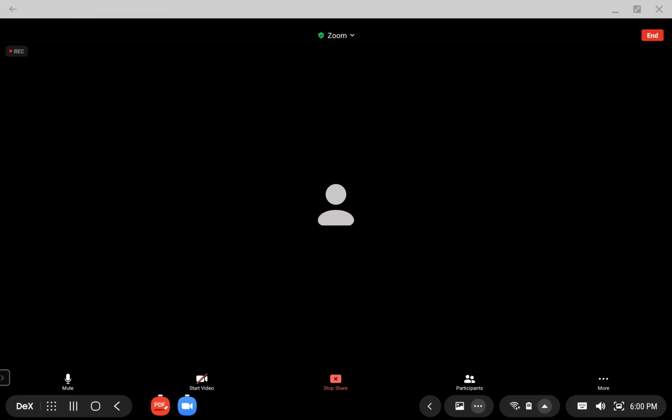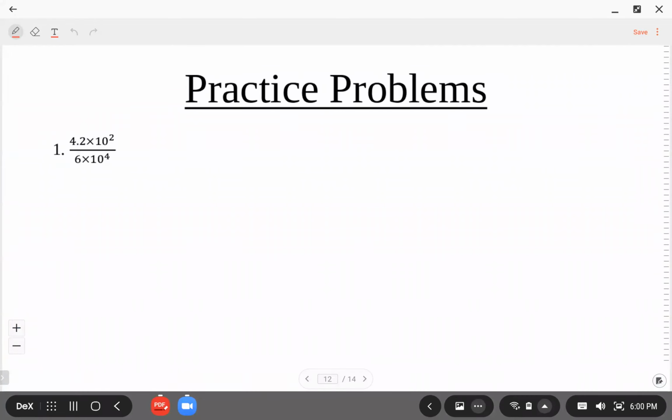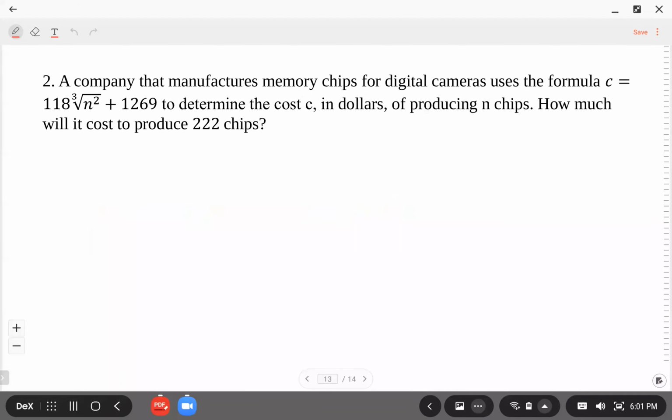But let me solve it now. Okay, so basically 4.2/6. What is that? Calculator out. 4.2/6. 0.7 times 10 to the negative second. Yeah, that is... wait, no, that is not it. 2 zeros. Okay, so that is going to be 0.007. Yes, that is 0.007. Very good. Now our next one.